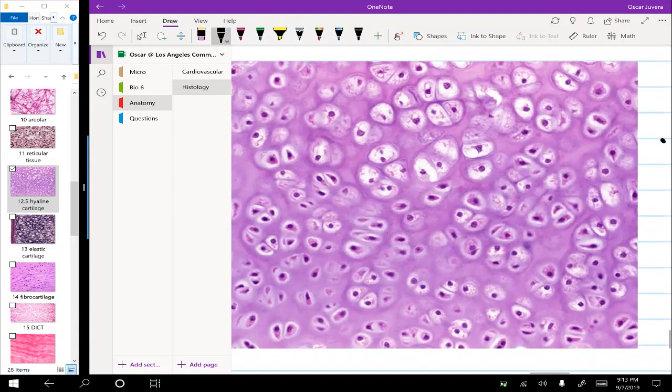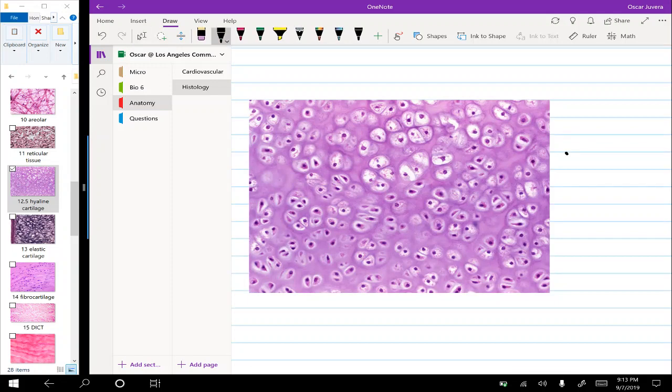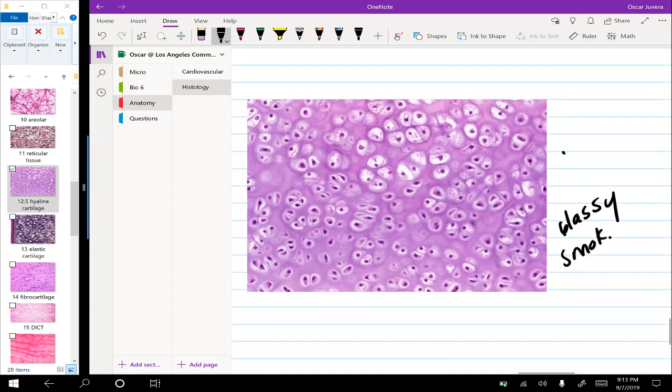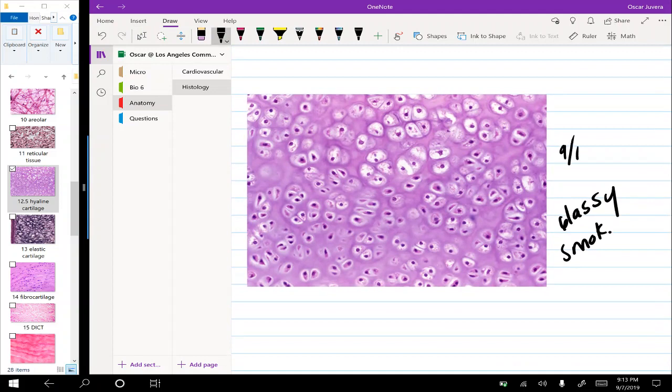Now, hyaline cartilage is known for its glassy or smoky appearance, meaning that it's very, very clear. Again, 9 out of 10 times, don't quote me, it's going to look purple. It's very clean. Even though there are fibers in here, you don't see them because the dye doesn't pick them up. So hyaline cartilage: glassy, smoky, hazy, really straightforward.